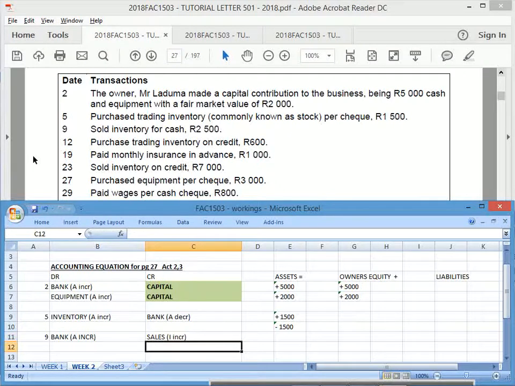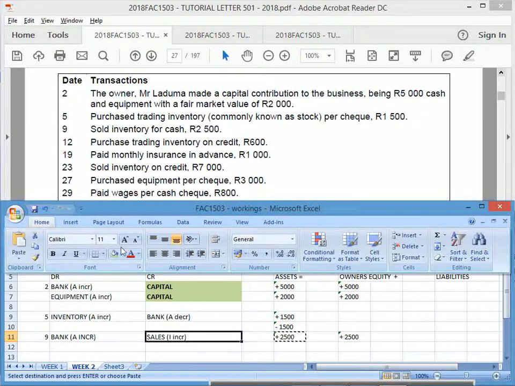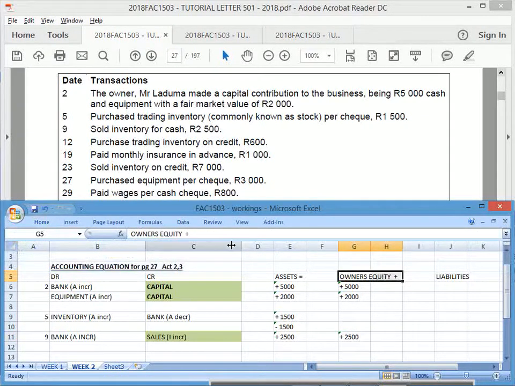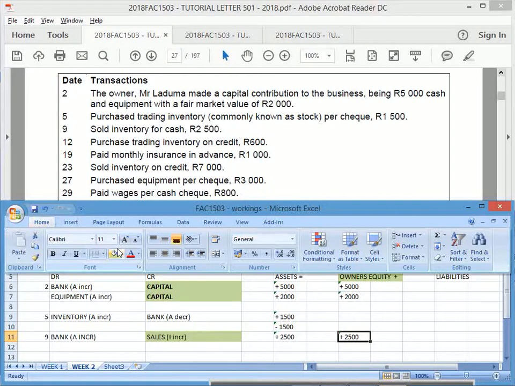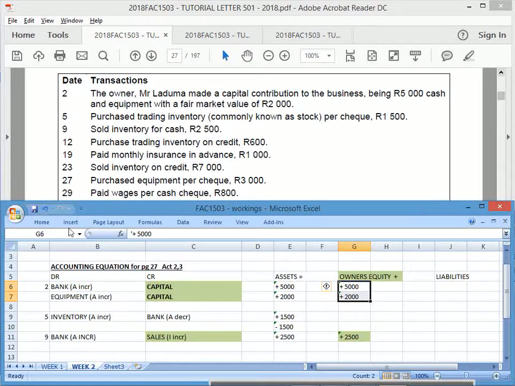Bank asset increase, sales (income) increase. Then I've got everything. Right, bank is what? An asset. So plus here with the right amounts, 2,500. And then, how does income affect owner's equity? Positively. The more sales I make, the more profit we make, the more owner's equity you'll have in the business. So there's a direct relationship there. But I want to look at one that has an indirect relationship.